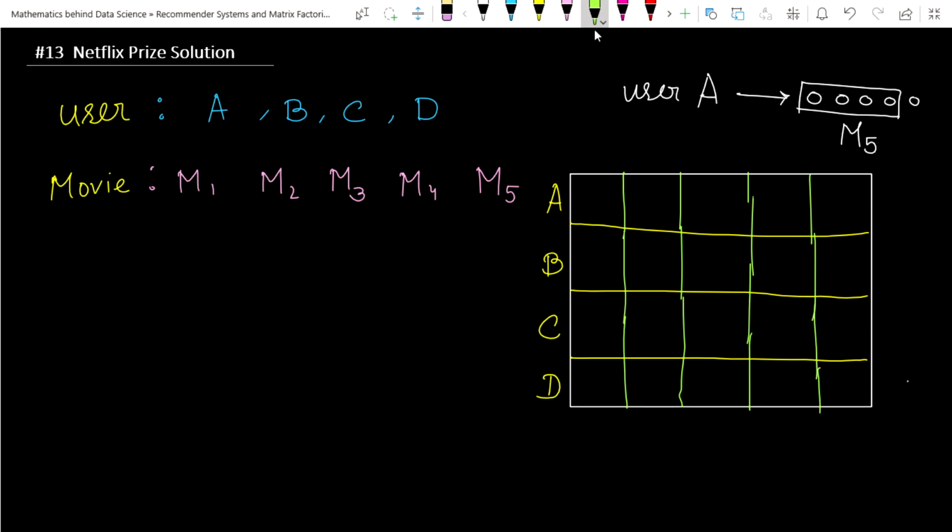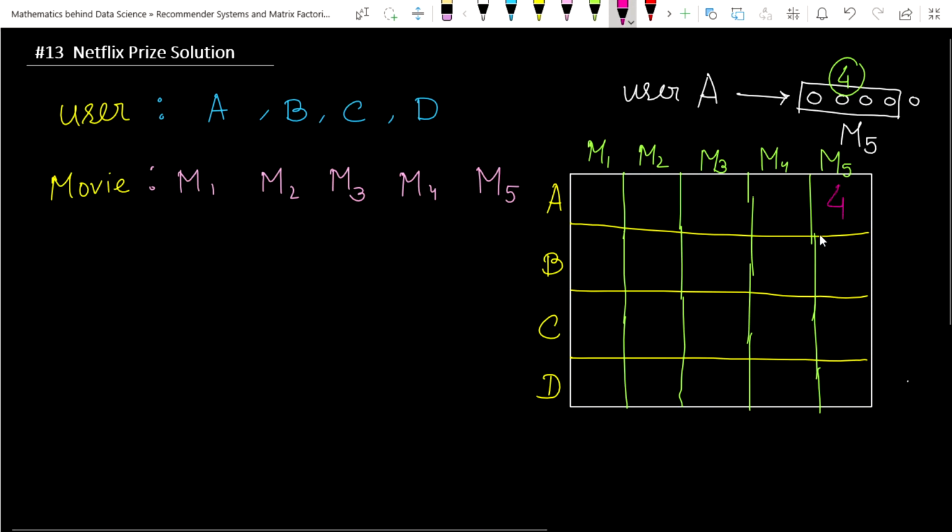Let this be for movie 1, movie 2, movie 3, movie 4, movie 5. Now user A gives a 4 rating on movie 5, so this cell will now be 4. Okay, this cell now will be 4.